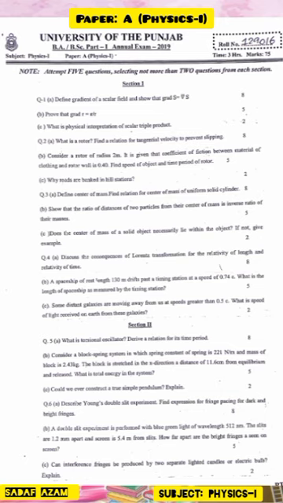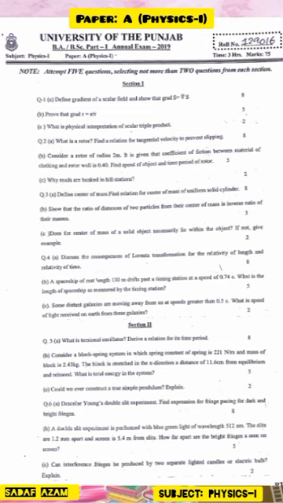Question number 2A. What is a rotor? Find the relation for tangential velocity to prevent slipping. B. Consider a rotor of radius 2 meter. It is given that the coefficient of friction between the material of clothing and rotor wall is 0.40. Find the speed of the object and the time period of the rotor. C. Why are roads banked in hill stations?